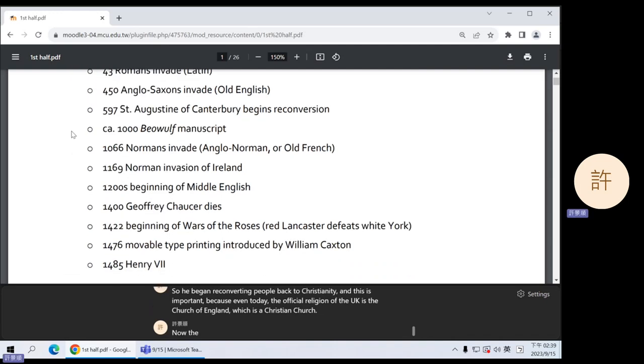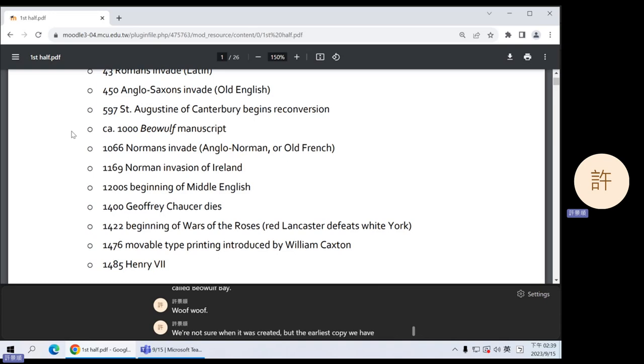Now, the first major work of literature is an oral epic, 口传史诗, called Beowulf, 贝武夫. We're not sure when it was created, but the earliest copy we have comes from around the year 1000. This is actually quite interesting, this story, but it's very long, so we're not going to read it. The story is basically Beowulf is a king. One day he gets attacked by a dragon. So he fights the dragon. He wins, but the dragon gets away.